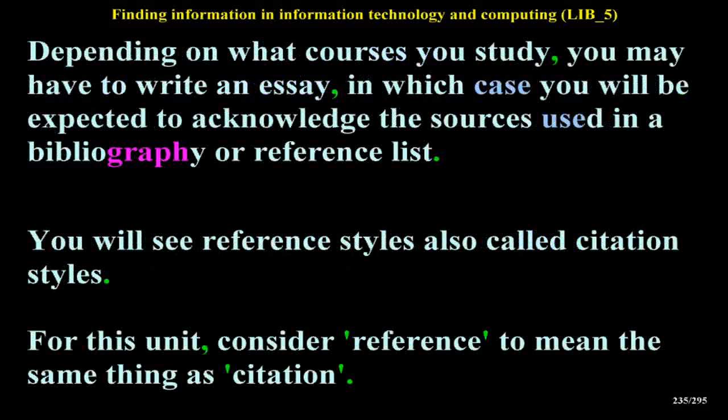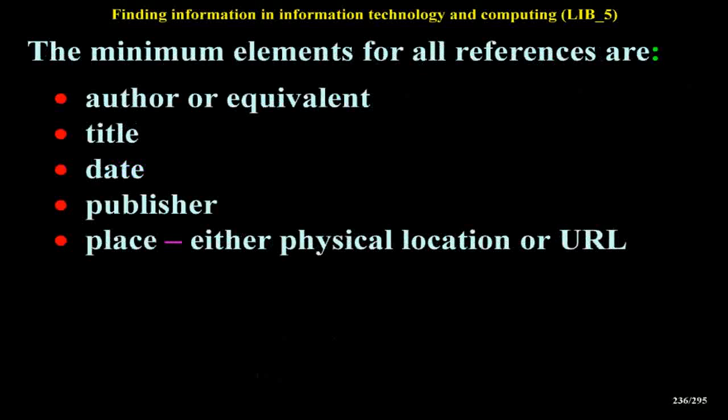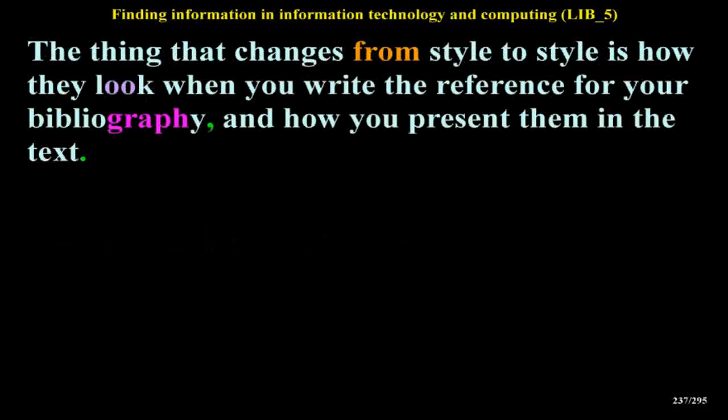You will see reference styles, also called citation styles. For this unit, consider reference to mean the same thing as citation. The minimum elements for all references are author or equivalent, title, date, publisher, place, either physical location or URL. The thing that changes from style to style is how they look when you write the reference for your bibliography, and how you present them in the text.